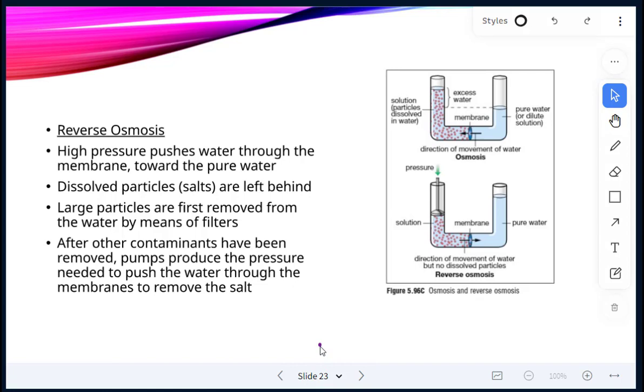Reverse osmosis is another method. High pressure will push water through a membrane. Here's a membrane towards the pure water. Any dissolved particles or salts are going to get left behind. The large particles are first removed from the water by filters. And then after other contaminants have been removed, the pumps produce the pressure that's needed to push the water through the membranes to remove the salt. All right, so this is normal osmosis, and this is reverse osmosis using the pumps.